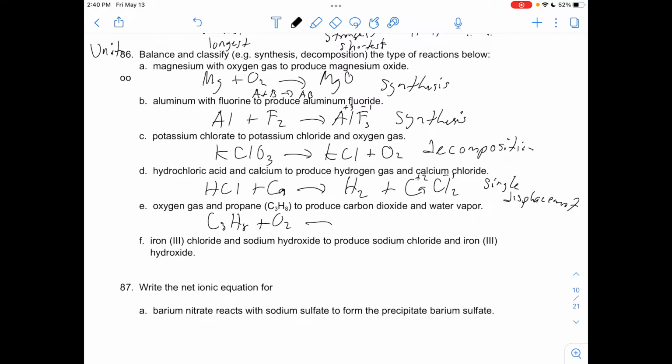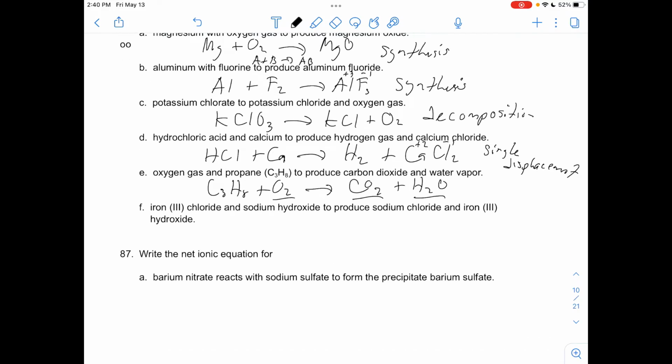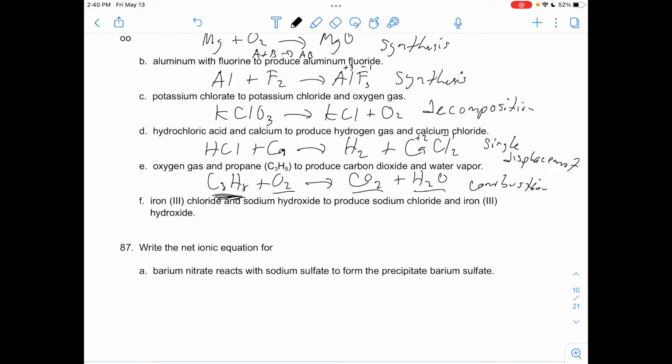Okay, next one, C3H8 plus O2. We have propane, gives off CO2 and H2O. So notice we have the 3 horsemen of the apocalypse, 3 necessary ingredients and products of fire. Combustion reactions will always have O2, CO2, and H2O and some kind of carbon compound. So this is combustion. We're burning. Oxygen is kind of like burning. We need it to burn stuff.